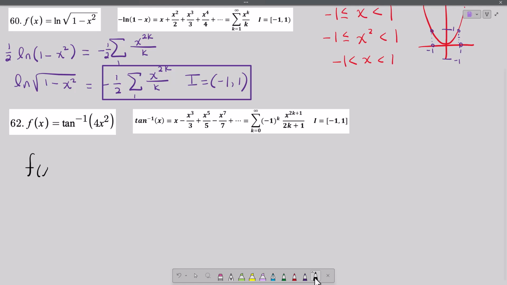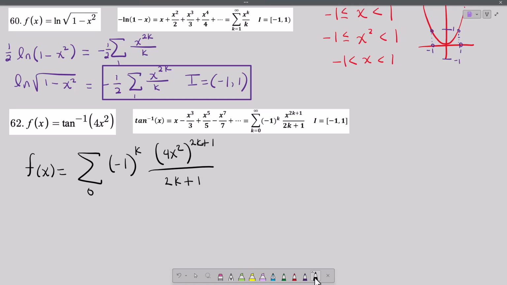So this function f, all we do is replace the x with 4x squared. So let's go ahead over here. This is a series that starts at 0. It's an alternating series, and we're replacing the x with 4x to the 2. 2k plus 1 is the exponent. And then the interval of convergence, -1 less than or equal to x less than or equal to 1. So here's the original interval of convergence. We took that x right there and turned it into a 4x squared. There's the power series part. We'll simplify this exponent in a moment.